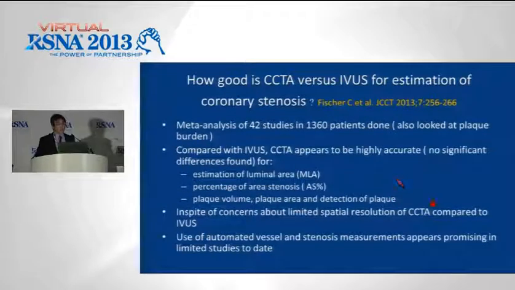So how good is CT versus IVUS for estimation of coronary stenosis? In this paper that was just published a couple of months ago in JCCT, in this meta-analysis of 42 studies, compared with IVUS, CT seems to be highly accurate with no significant differences found for estimation of luminal area, MLA, millimeters squared, or percentage of area stenosis, and even for plaque volumes, plaque area, and detection of plaque.